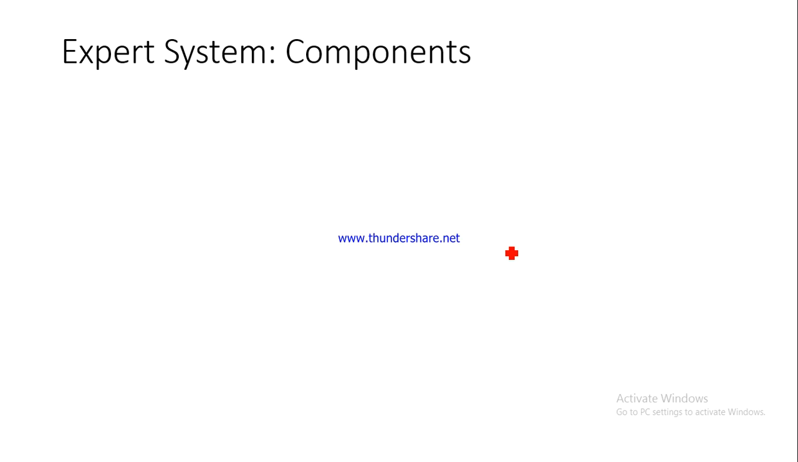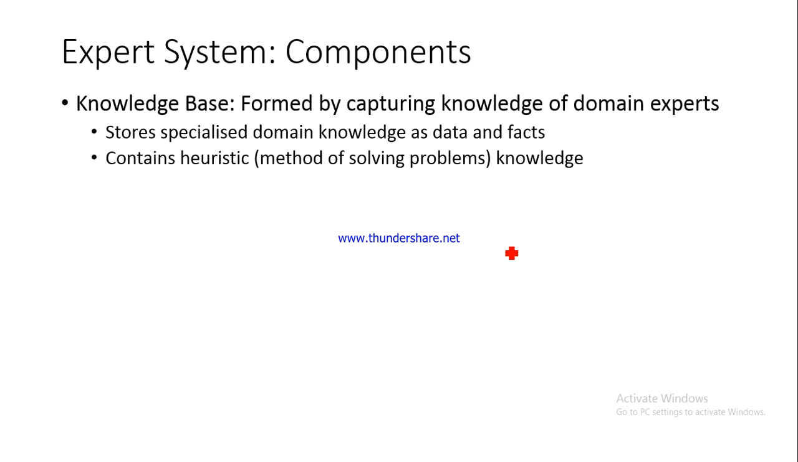Now let us talk about the components of the expert system. We have already discussed, we have already seen them. So just a brief discussion on these components. Knowledge base. Now we have seen how it is formed. It is formed by capturing the knowledge of domain experts, which are experts in a particular domain, in a particular field.